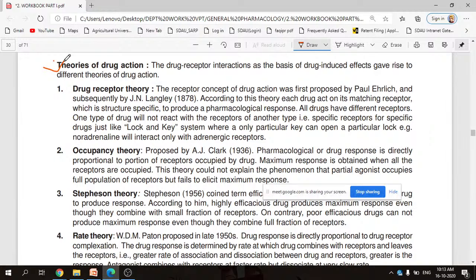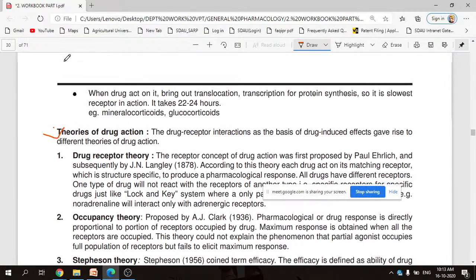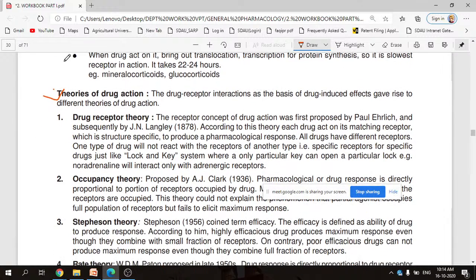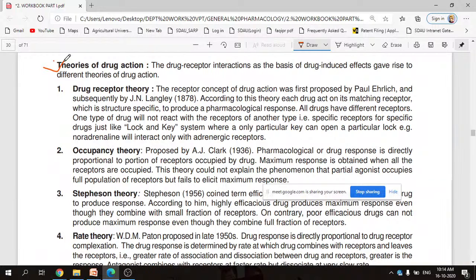Now theories of the drug actions. We have discussed what receptors are. What are the different types of the receptors? We have already discussed. What is the force of attraction between the drug and receptors? That also discussed. What is reversible? What is irreversible? What is drug action? What is drug effect? So that is clear about the receptor. Now let us see how the interaction between drug and receptors will take place.